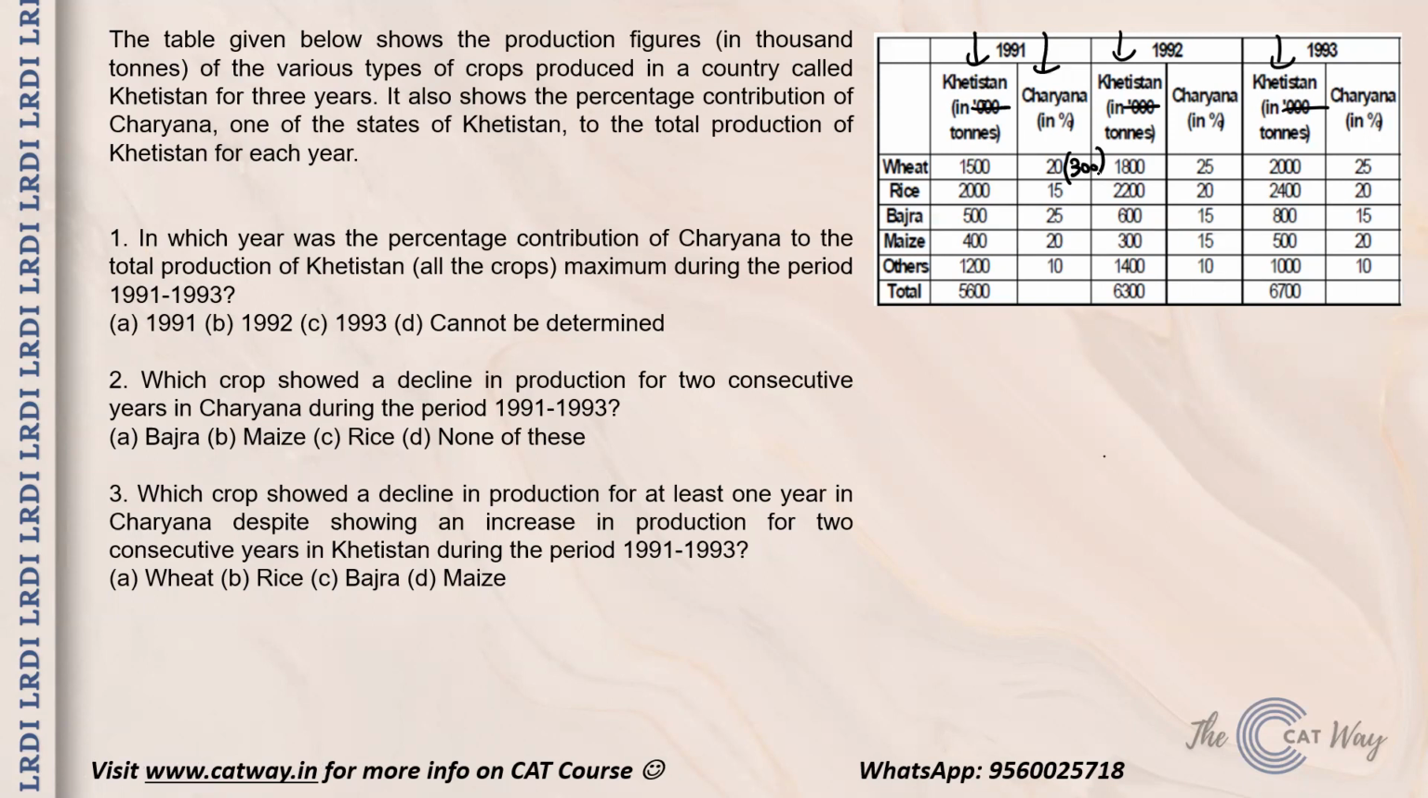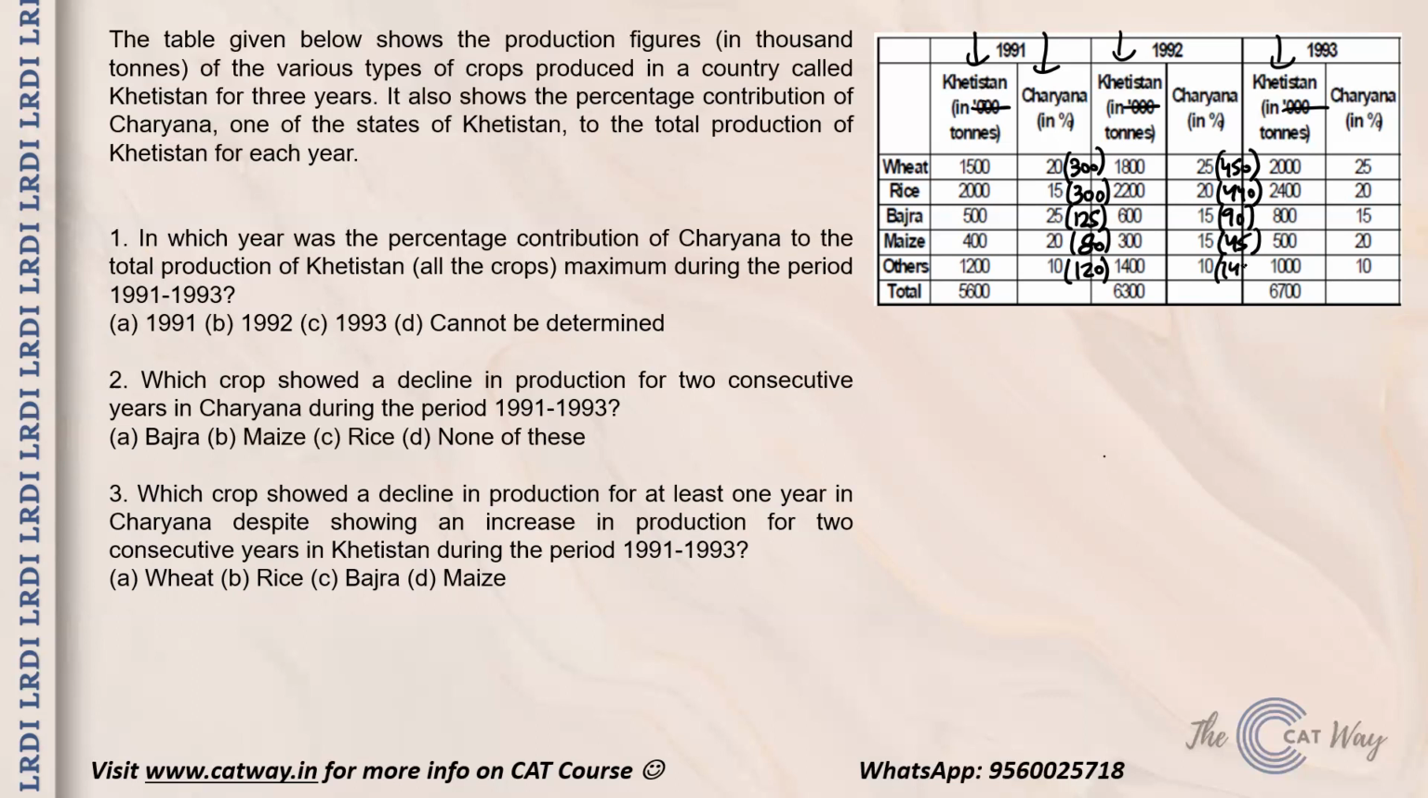So that means 300. Out of 2000, 15% is 300 again. Out of 500, 25%, that is 125. Then out of 400, 20%, that is 80. Then out of 1200, 10%, that is 120. Similarly for 1992, out of 1800, 25% means 450. 20% of 2200 means 440. Then you have 15% of 600, that would be 90. 15% of 300 is 45.